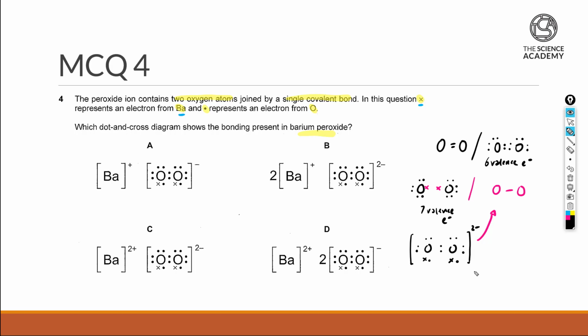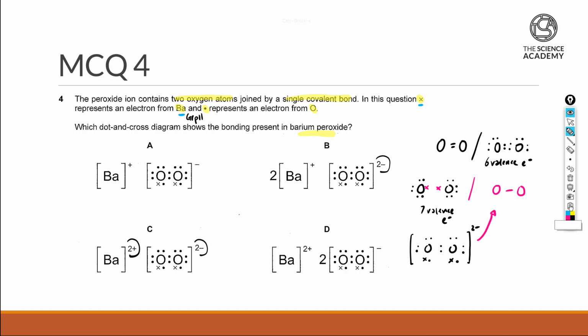So just looking at the top right, you see that there's a 2- in option C and a 2- in option B. Now, barium definitely should be losing 2 electrons to give you a charge of 2+, since barium is from group number 2. It will lose 2 of its valence electrons. I have another 2+ over here.